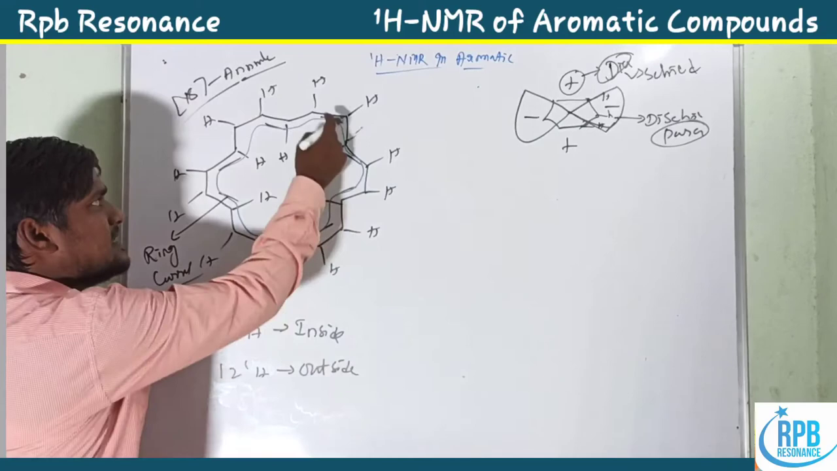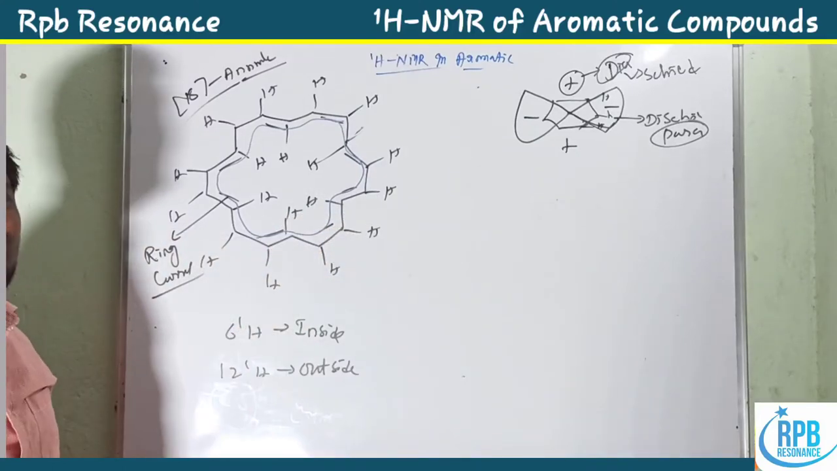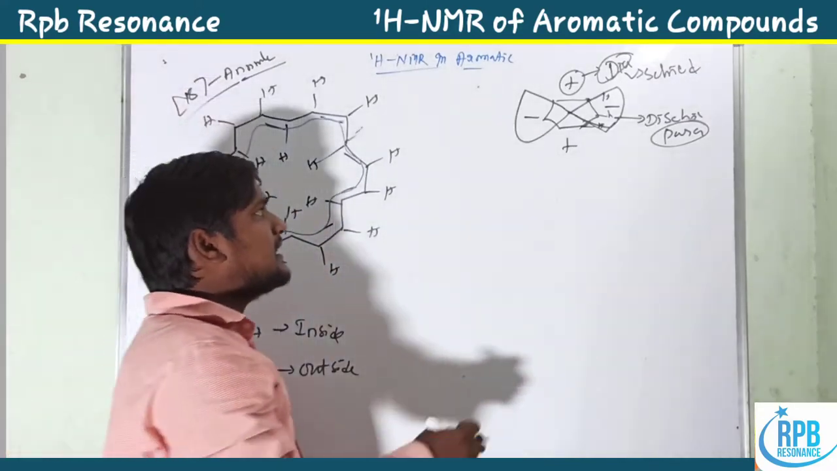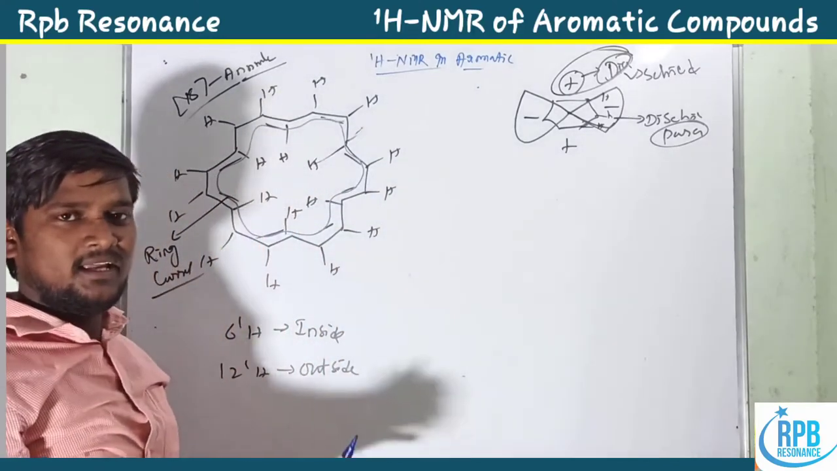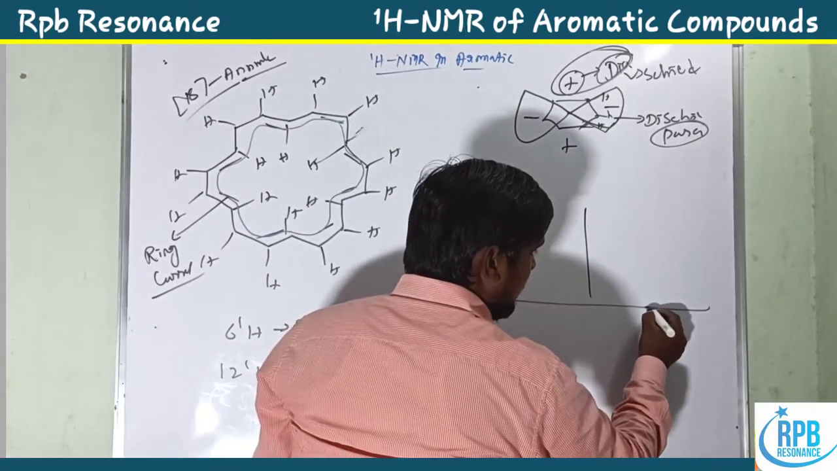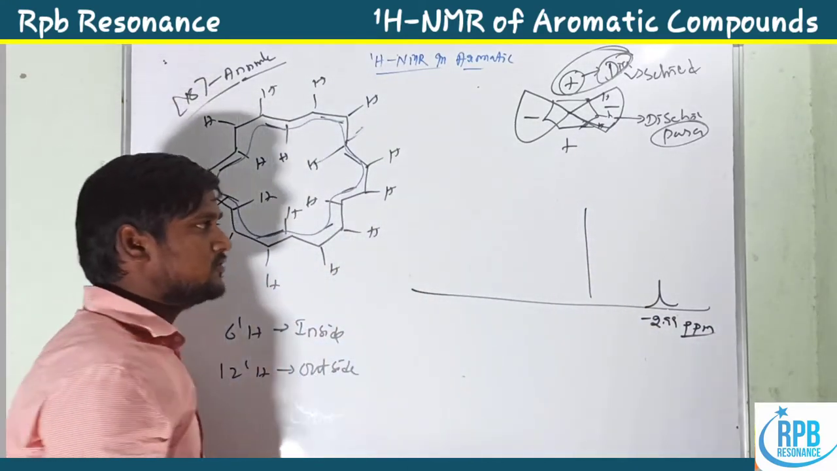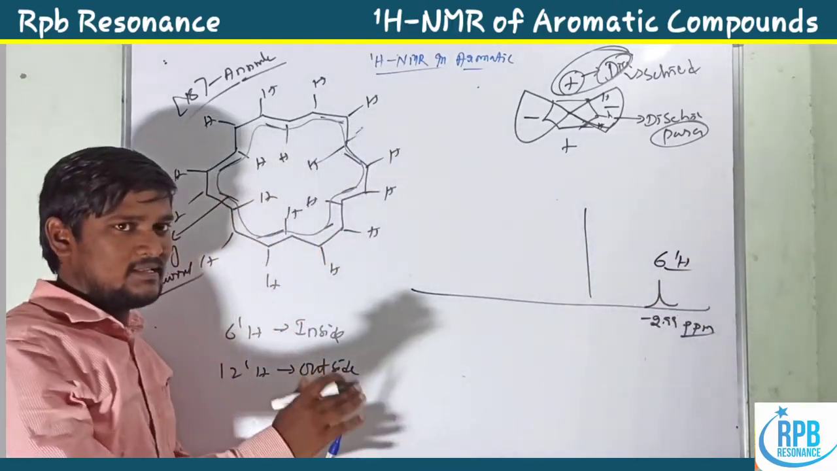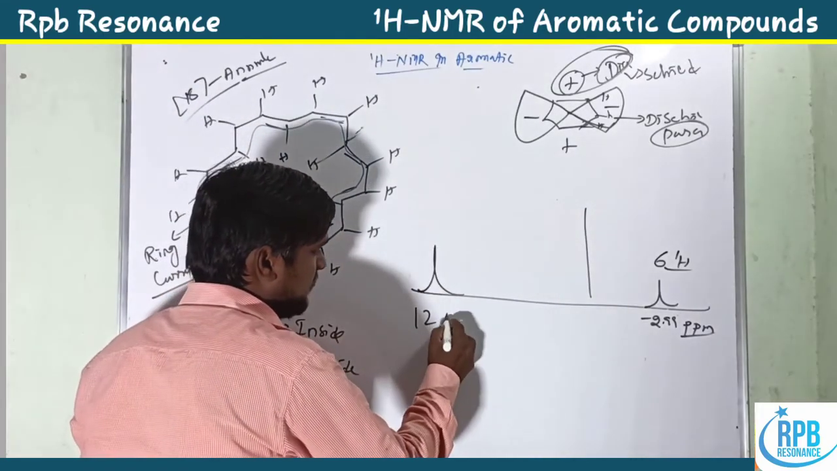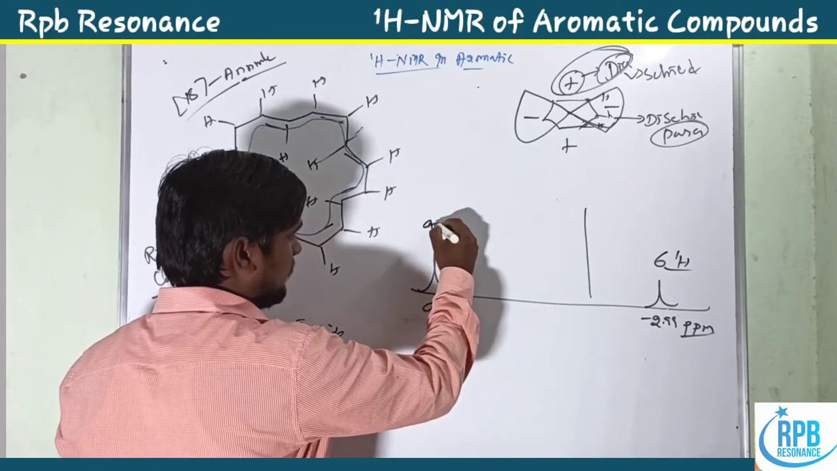Now if a ring current is present, this ring current will lead to the outside formation of a second kind of magnetic field, that is nothing but the induced magnetic field. At that time the inside protons are present in the diamagnetic region. That's why, due to the presence of the diamagnetic region, those protons are shielded. Those shielded protons will appear at minus 2.99 ppm, approximately equal to minus 3 ppm. So those 6 protons, present in the shielding region, will appear at minus 3 ppm. The remaining 12 outside protons will appear at 9 ppm. The 12 protons appear at 9 ppm.